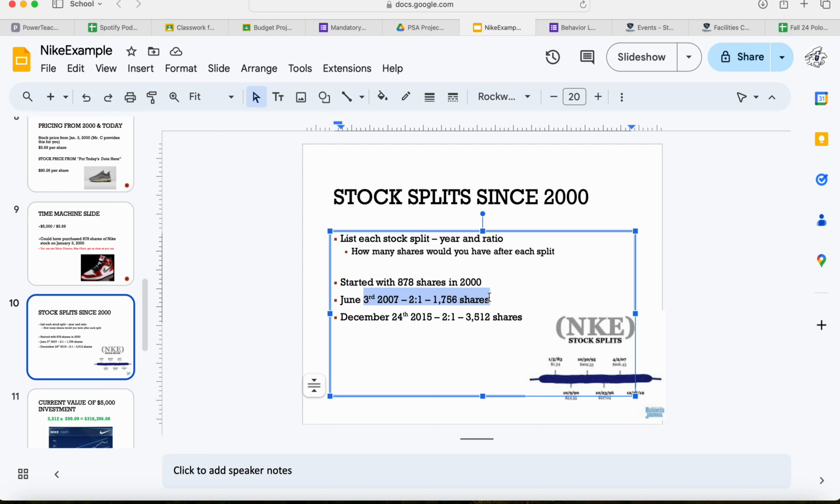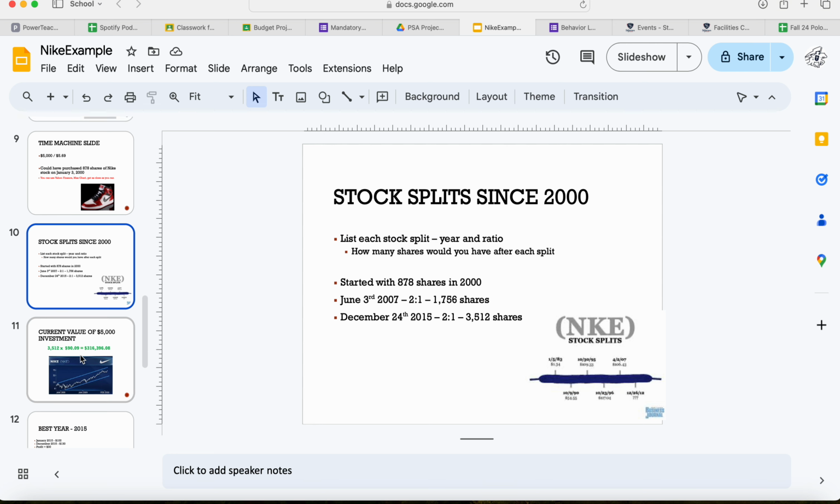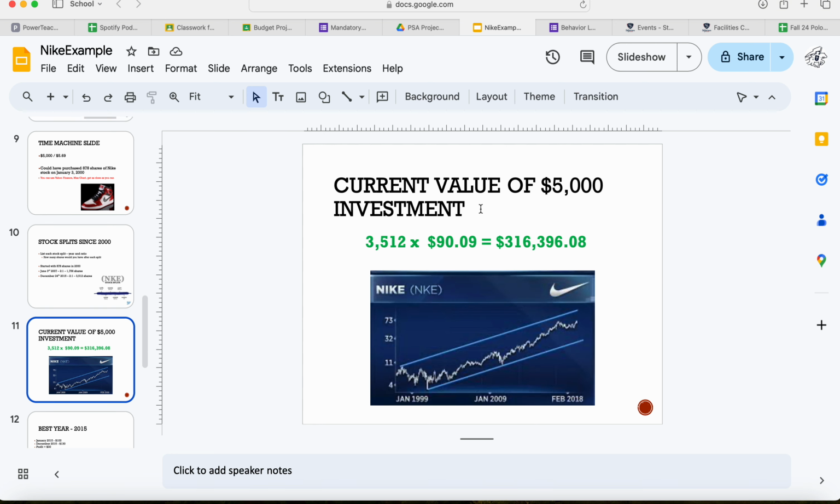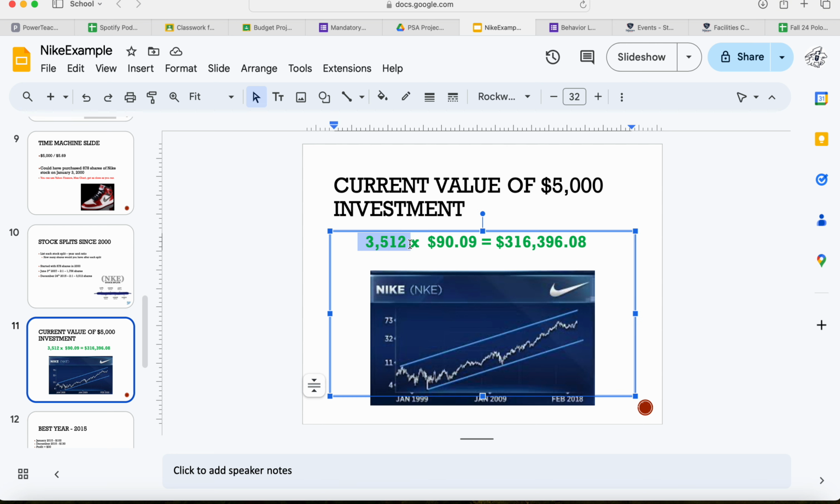In 2007, it was a 2-to-1. So for every 1 share you had, now you have 2. So I went from 878 to 1756. That's just 878 times 2. Awesome. Then it split again. So I already have 1756. Now I multiply it by 2 from 2015, and now I have 3,512 shares. Awesome. I really wish I would have done that. That would have been great. Okay, here we go. Current value of our $5,000 investment. I currently have, after all the stock splits, 3,512 shares. My current price is 80.26.